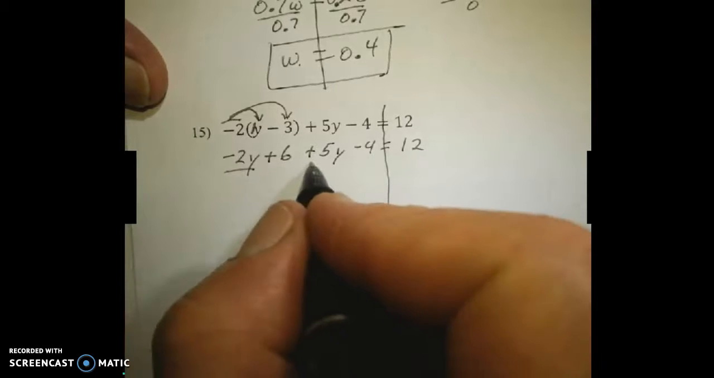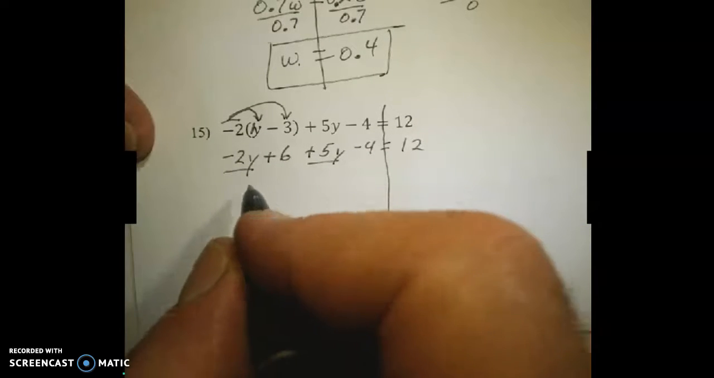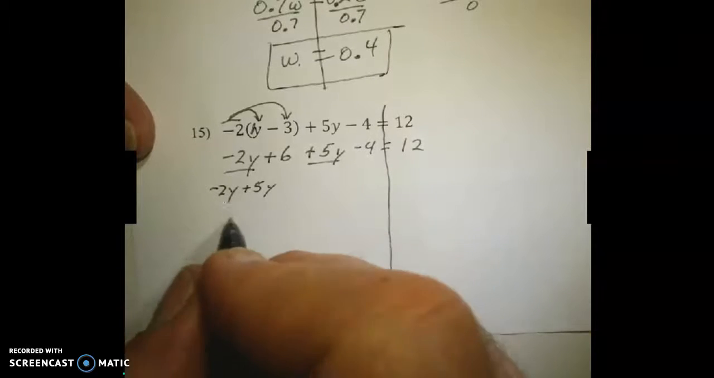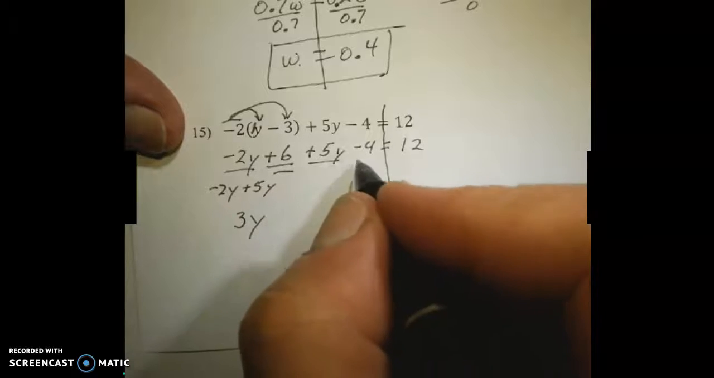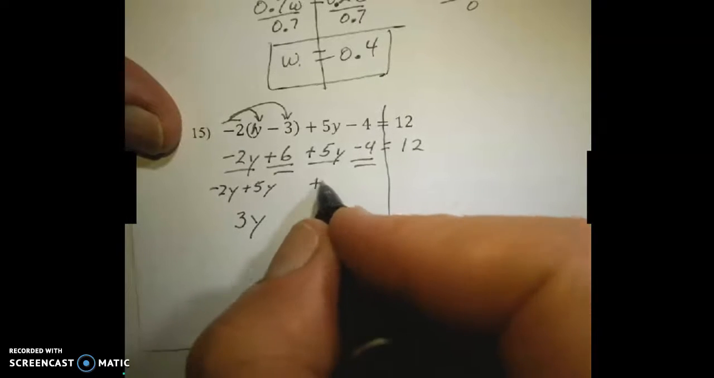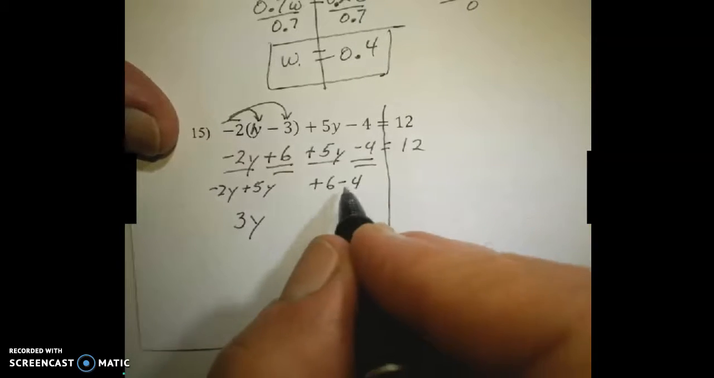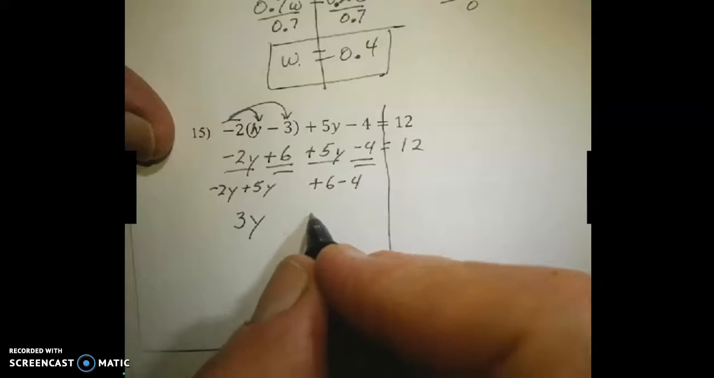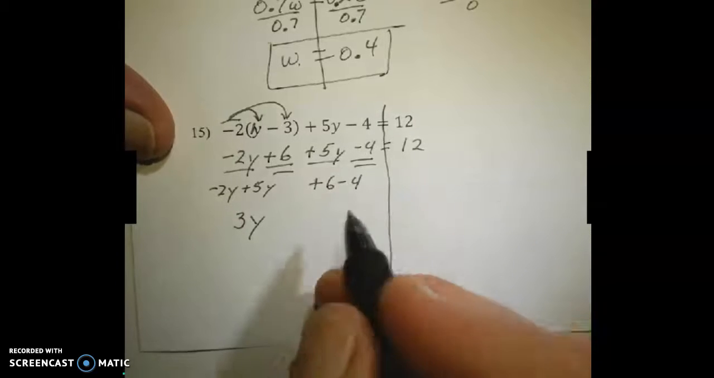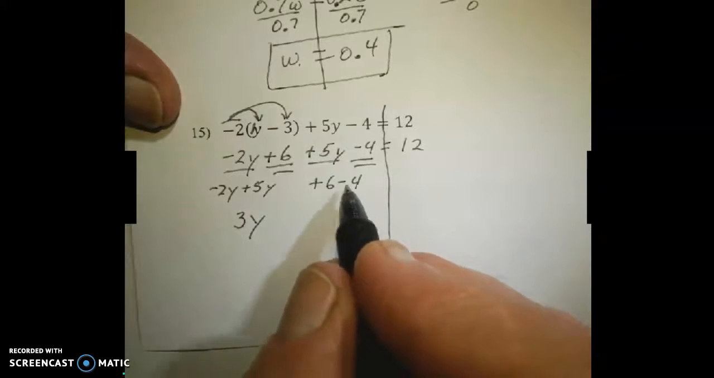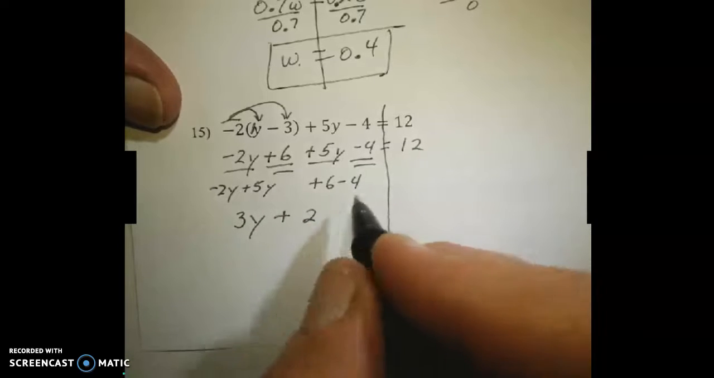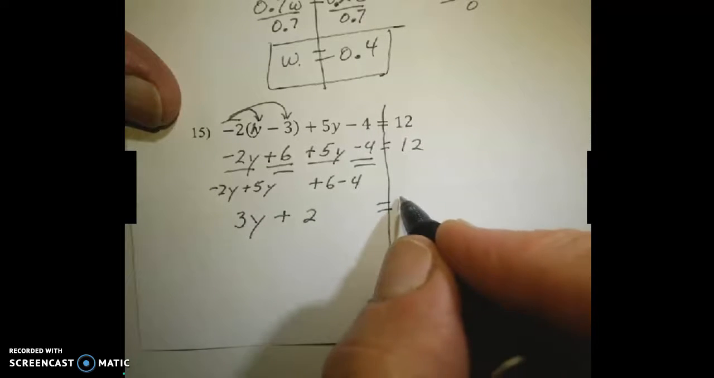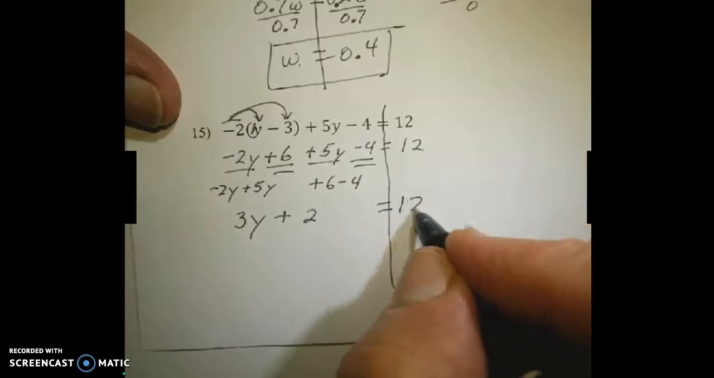Combine the like terms, the minus 2y and a plus 5y. That is a positive 3y. And then the positive 6, a plus 6, and a minus 4, that is 2. And the larger amount, you're going to subtract because they're different signs. You're going to get 2. The larger amount's positive, so that is 3y plus 2 is equal to 12.